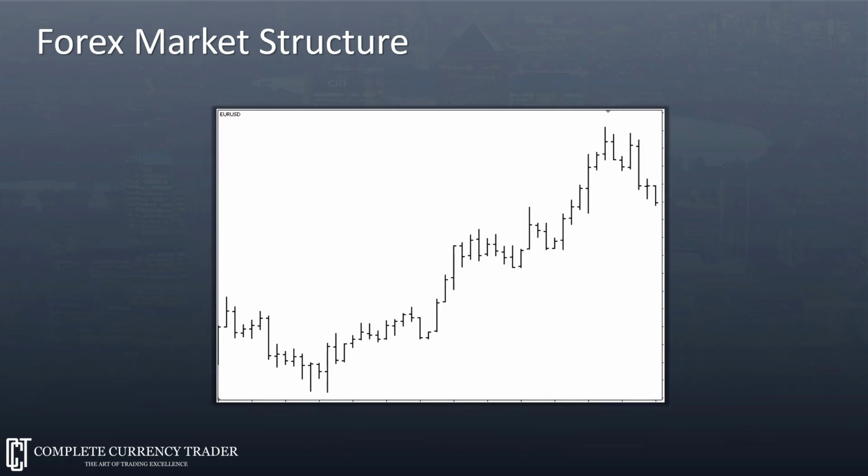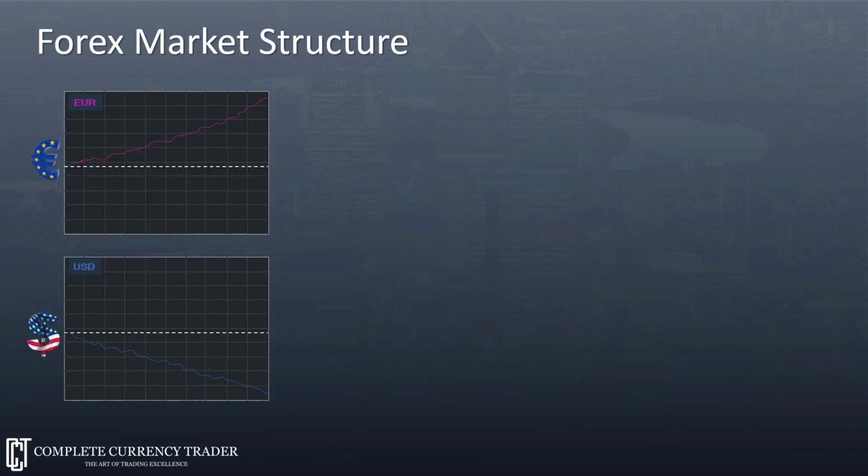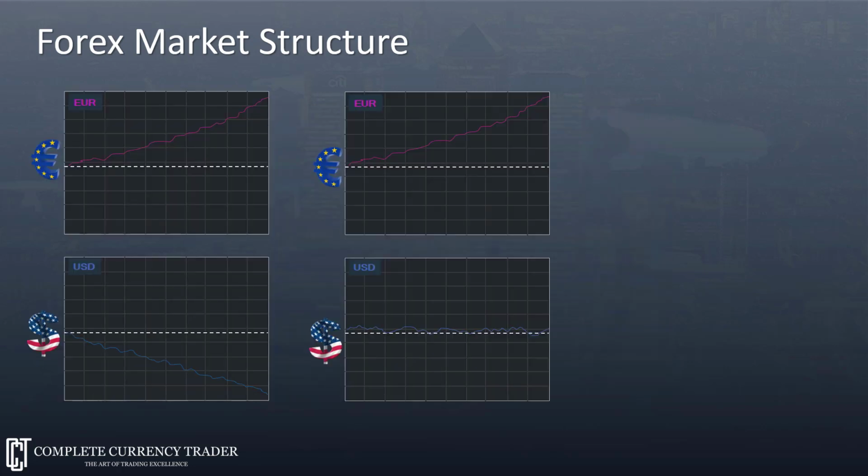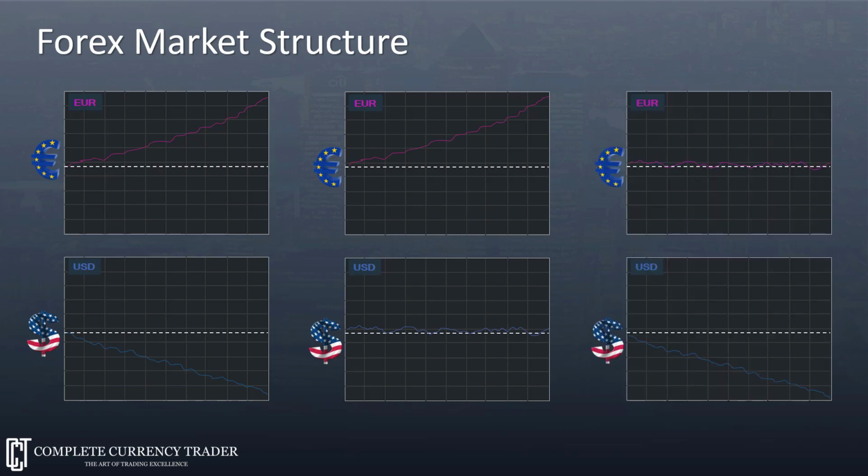Now, what about a pair that is trending? If you look at the Euro US dollar chart and it is in an upward trend, do you know why? Well, it could be because the euro is strong and the US dollar is weak. It could be because the euro is strong, but the US dollar is neutral, or it could be because the euro is neutral and it's the US dollar that's very weak. A weak US dollar would drive the price of the euro US dollar chart upwards.